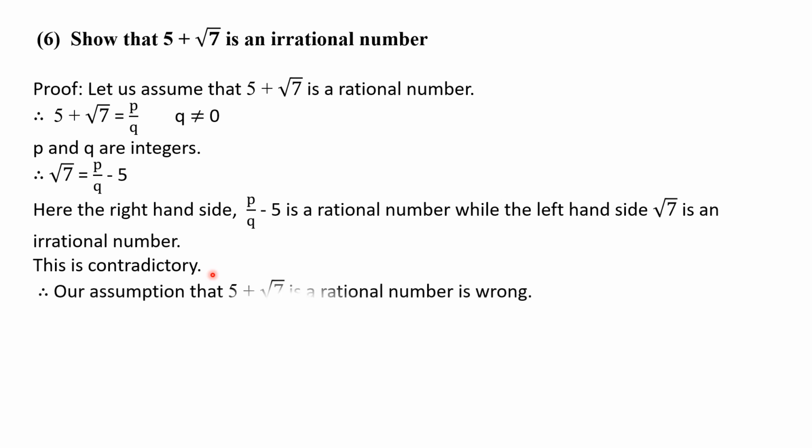Therefore, our assumption that 5 plus root 7 is a rational number is wrong. So finally, 5 plus root 7 is an irrational number. This is how we have to prove by indirect method. Now let's move to our next question.